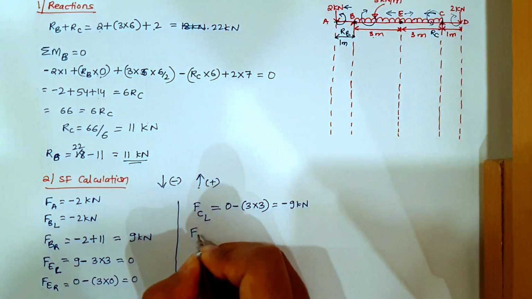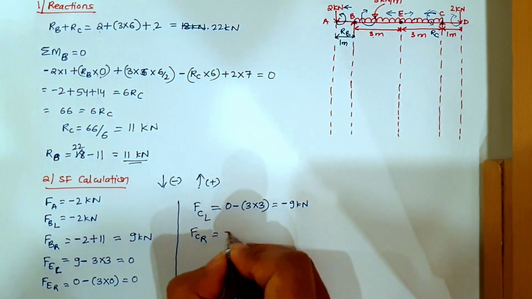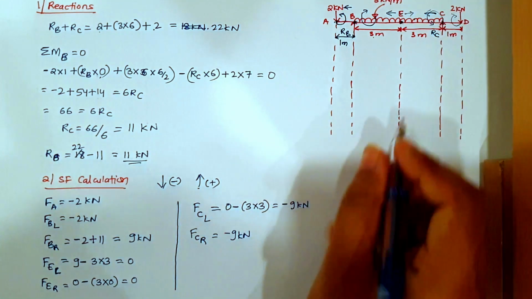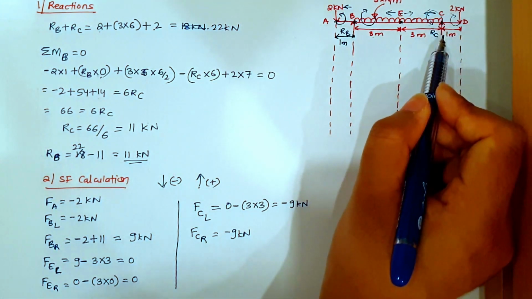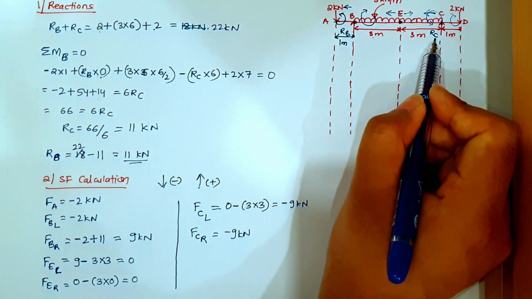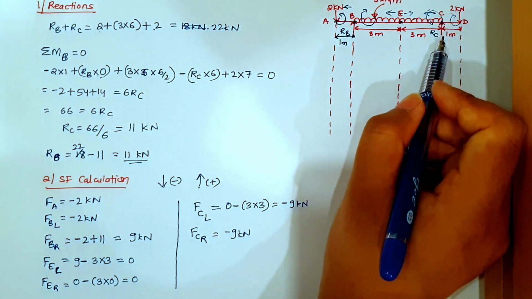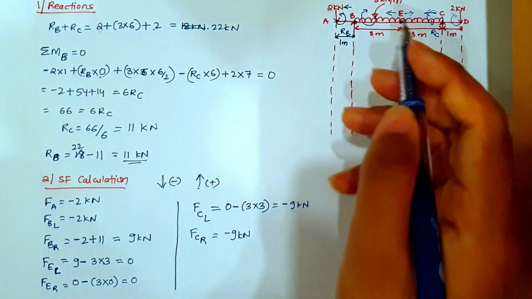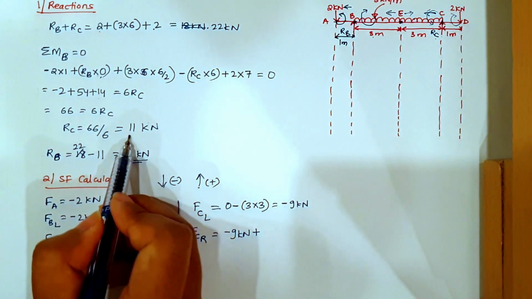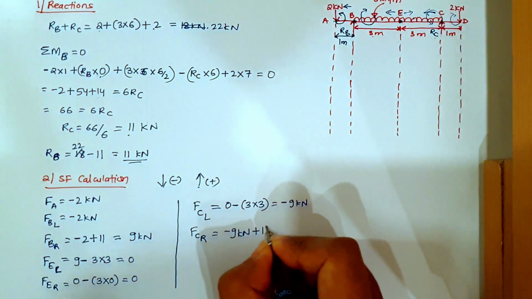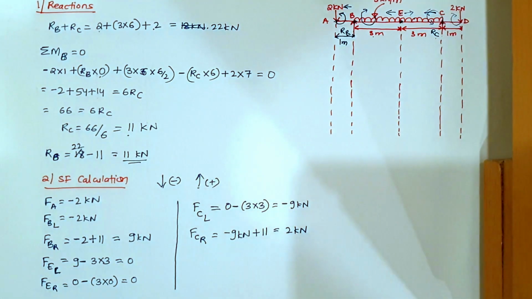Next, force at C and to the right hand side of C. Last force that we got is minus 9 kilonewton. Now right at this point C, we have a reaction RC, which is coming from bottom to top. So the force going from bottom to top, we take it positive. So plus RC, which was equal to 11 kilonewton: plus 11, this will come equal to 2 kilonewton.